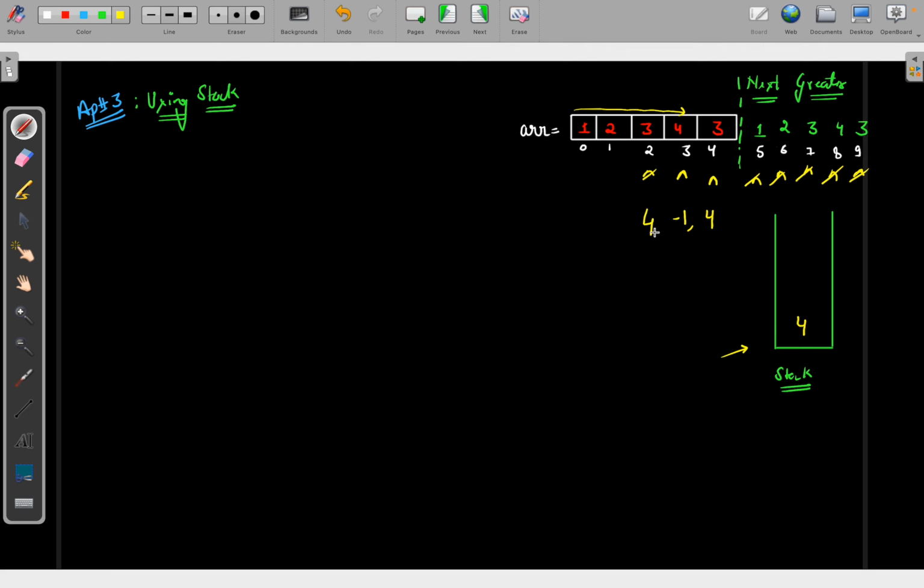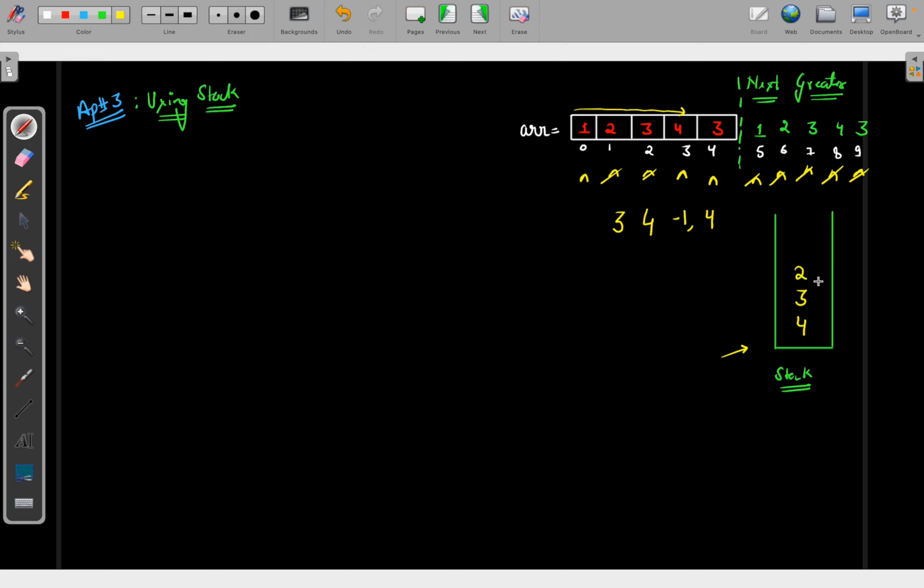Once I mention it, I will move to the next element, and before moving, I will push the element into the stack. So for 2, what is your topmost element? 3. Is it greater? Yes. So that will be your answer. Okay, you will move on. Before moving, you will push the element into the stack.